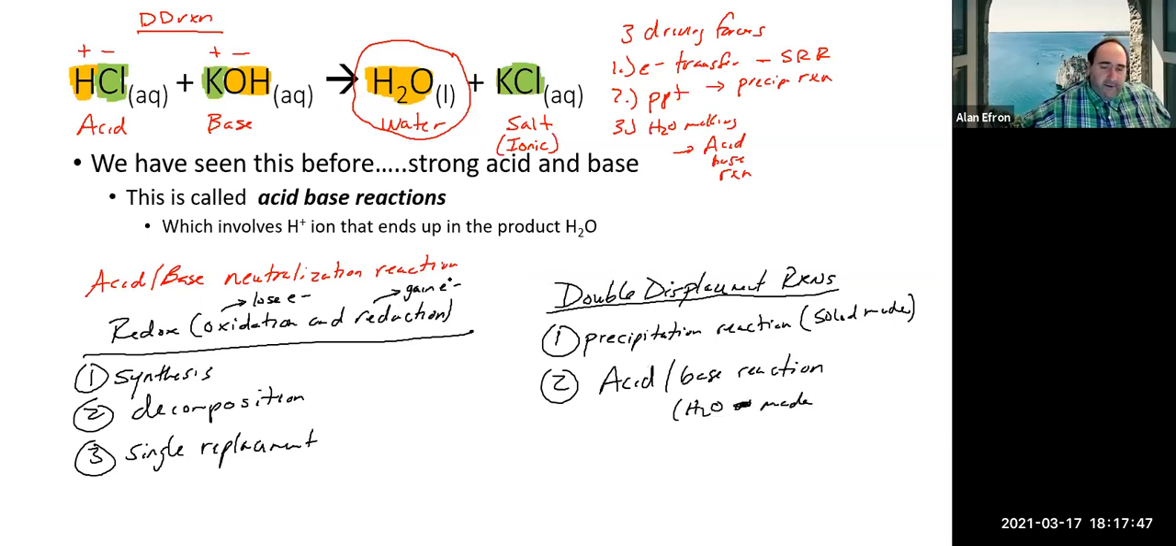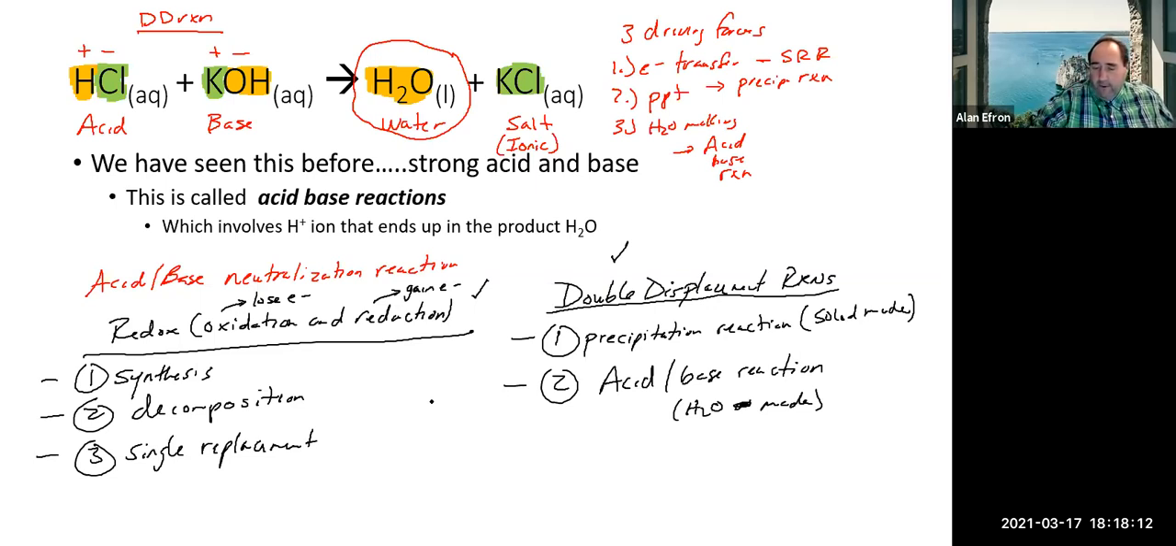So these are the big umbrellas of classifications, and these are kind of sub-classifications of reactions. And as you could probably see here, you could actually classify the same reaction in multiple ways. It just depends on what you're looking at. Any questions on that type of classification there?